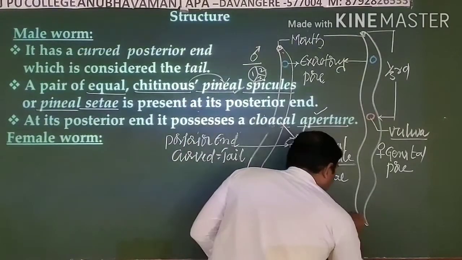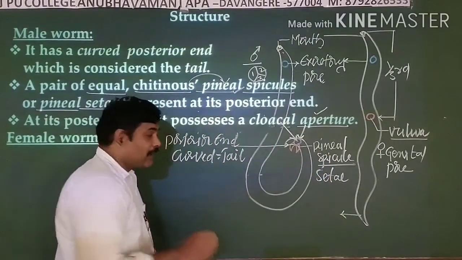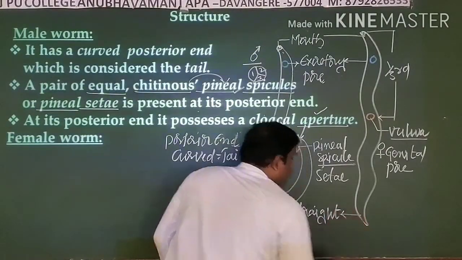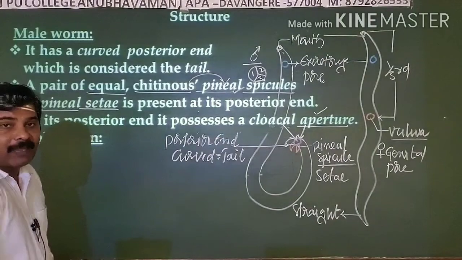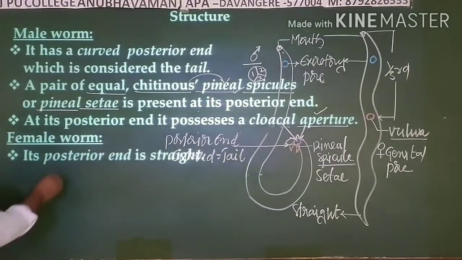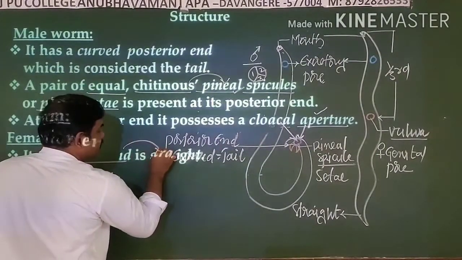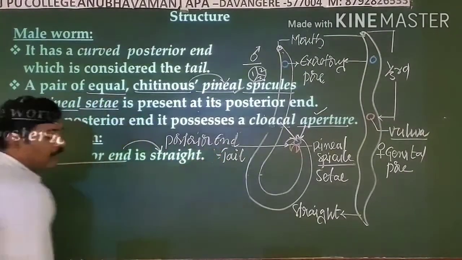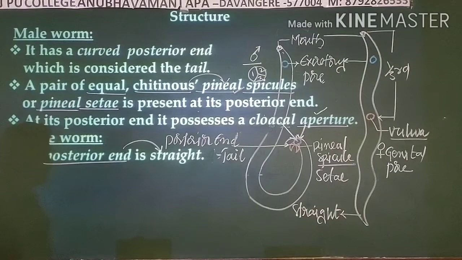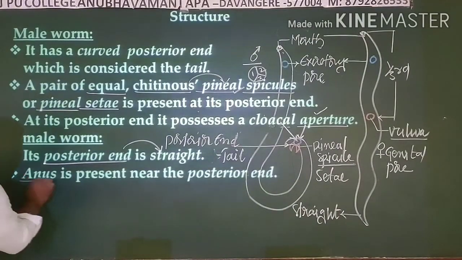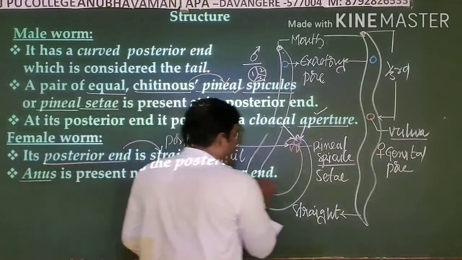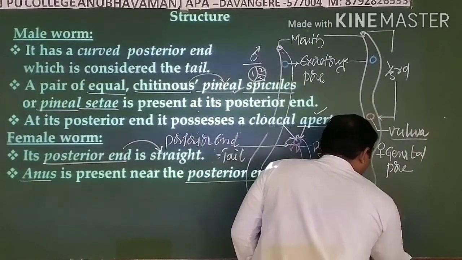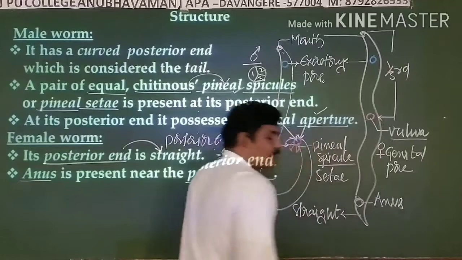And when you see, the posterior end is not curved, it is straight. This is about the female worm that you can see here clearly. The posterior end is straight, one thing. There we call it a tail, and you can see the anus is present at its posterior end, an opening that we call the anus.